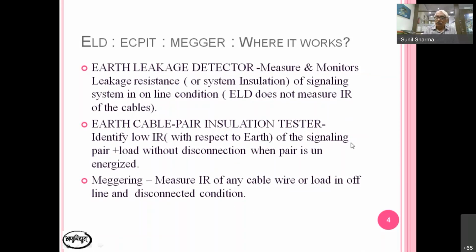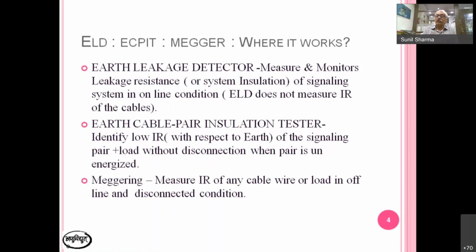This one requires no disconnection, very quick, for individual pair plus load IR with respect to earth. And this one is for total system insulation. So these three things are doing three different things.